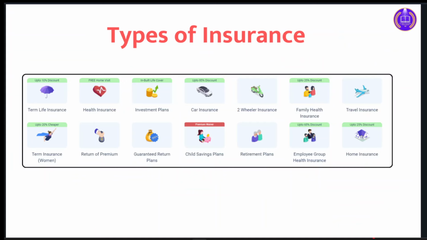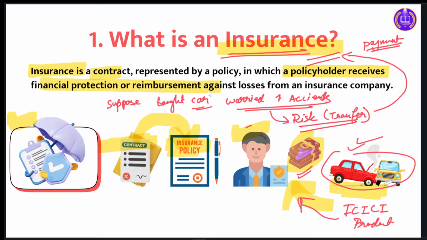Now you can look at the types of insurance. We have term life insurance, health insurance, car insurance, two wheeler insurance, family health insurance, travel insurance, home insurance, employee group health insurance, and term life insurance for women. So we have various types of insurance, and people buy it to transfer risk. This word is very important: insurance is bought for transferring of risk.